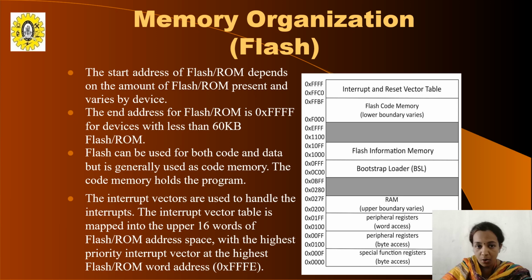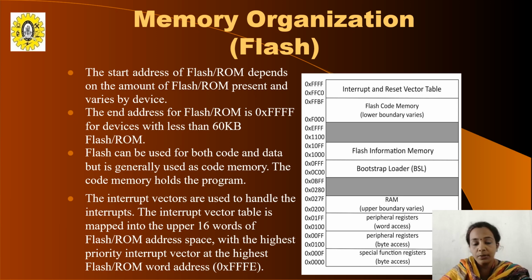When we learn more about the memory organization of the flash memory, we see that the memory range is in the series of 0x0000 till 0xFFFF. In this memory address range, the special function registers will be there. Next, from 0x0100 to 0x00FF, peripheral registers will be there. From 0x0100 to 0x01FF, peripheral registers in the form of word access will be there. 0x0200 to 0x027F will have the random access memory. Likewise, the bootstrap loader will be there, flash information memory will be there, flash code memory will be there, and the interrupt and reset vector table will be there.